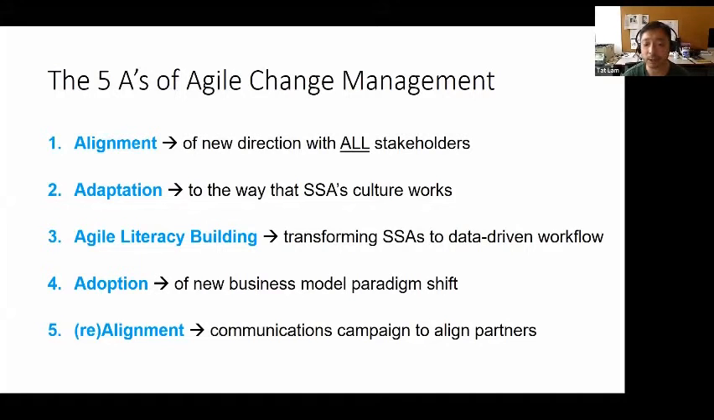The second is adaptation. It's really about how technologies fit into the SSA's culture, instead of everybody needing to change their culture to adapt to technology. The number 3 is about agile literacy building. It's really a process for us to workshop with the SSAs and also community members to let them understand not just how to use the technology, but also the value of information, the value of analysis, and also the ethics behind technologies and data.